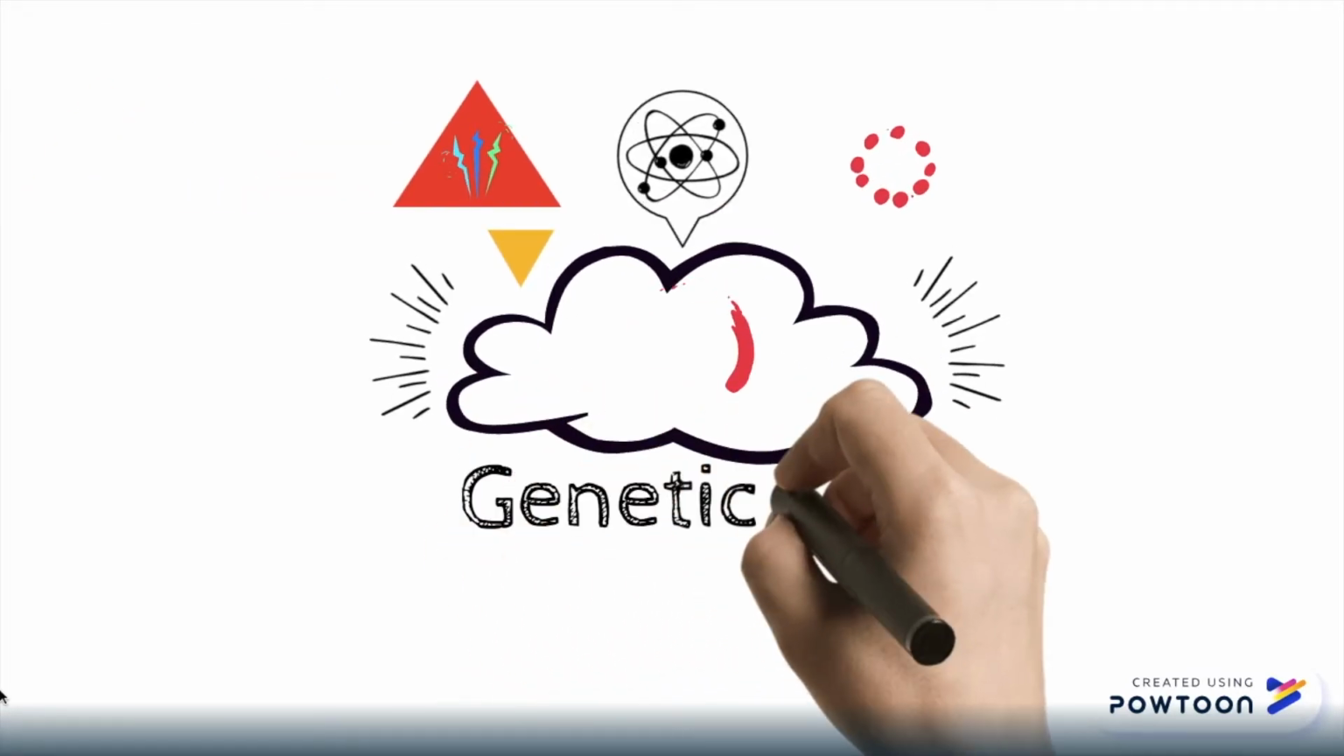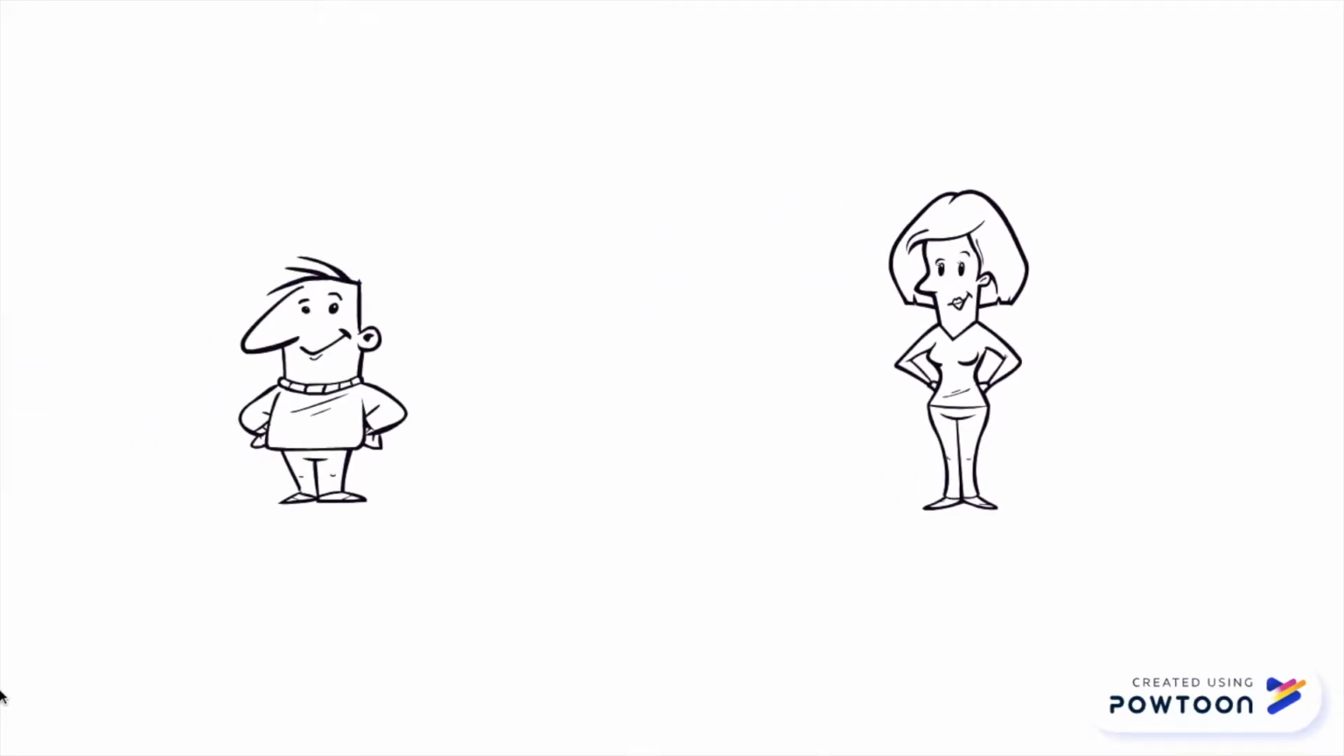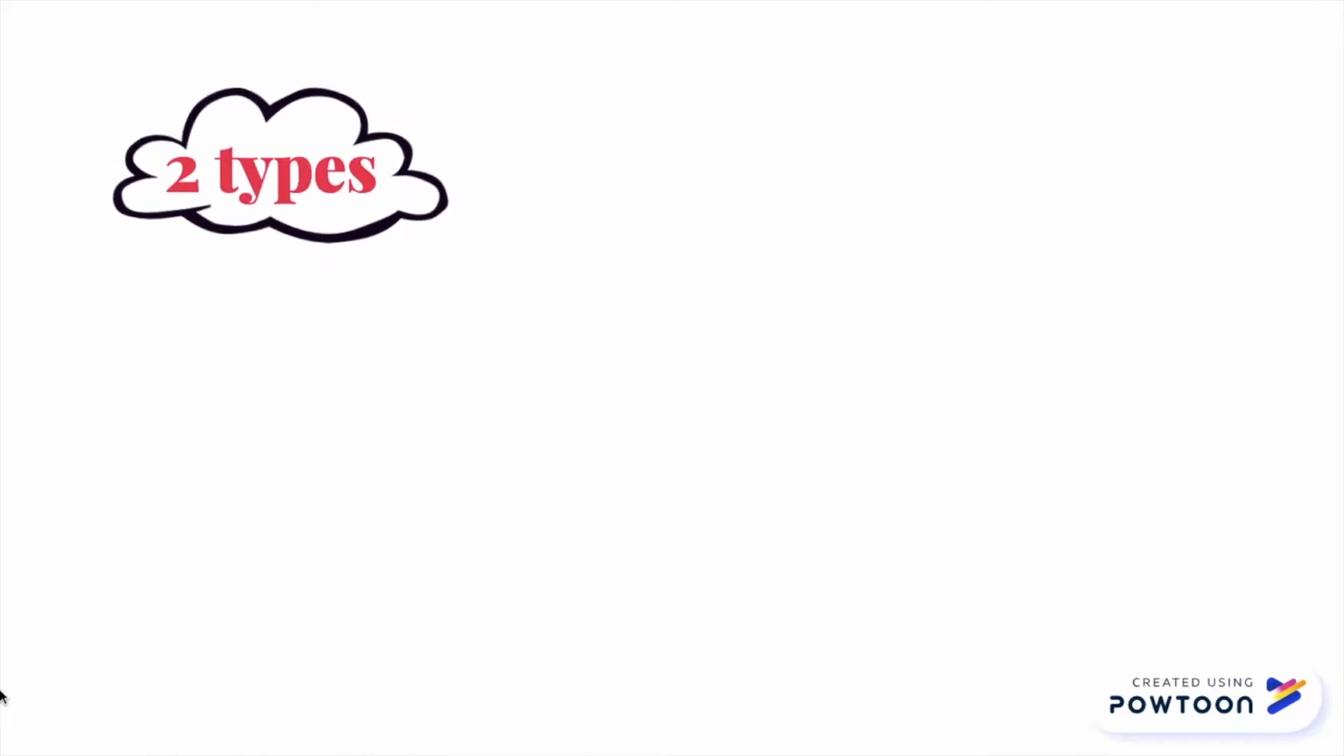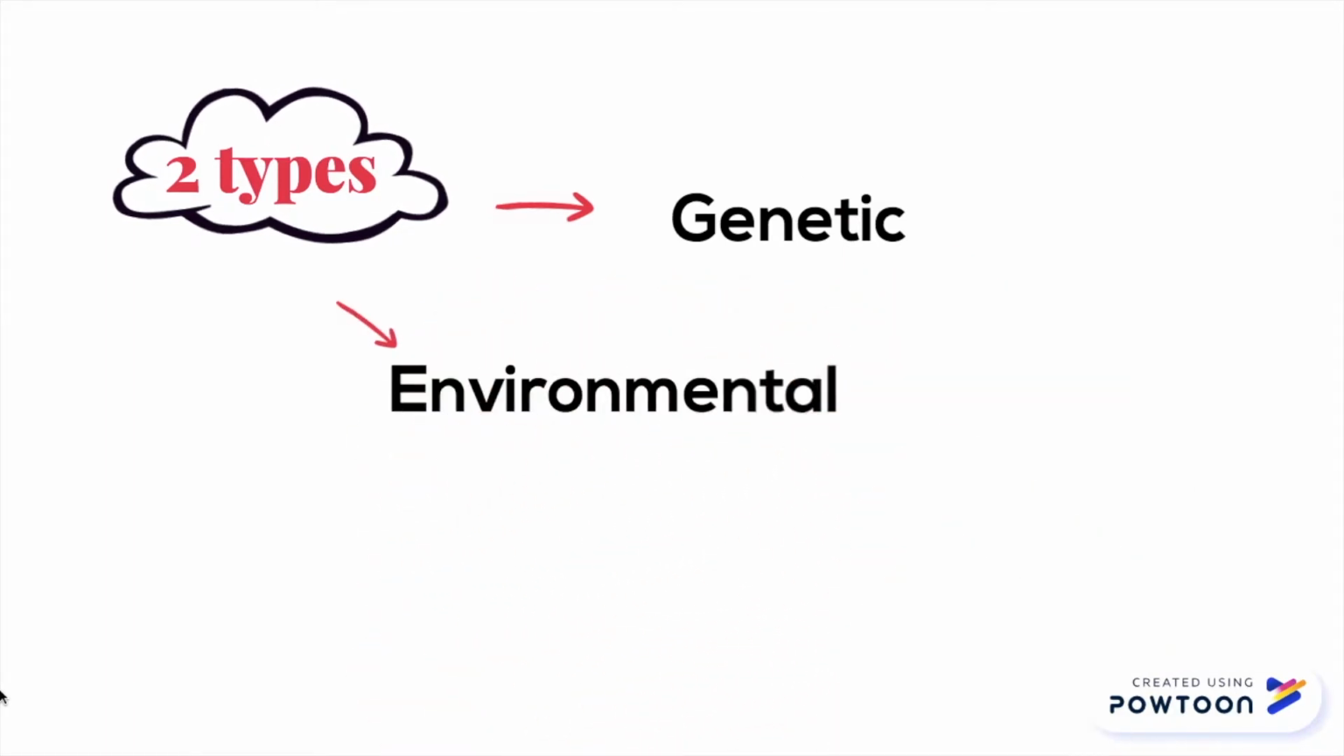Genetic and environmental traits. Each human being has different characteristics. Some of us look similar, some of us even behave similarly, and others are completely different, and their differences are very easily spotted. We have two types of characteristics or traits. The first ones are genetic, and the other ones are environmental. We're going to start with the genetic ones.